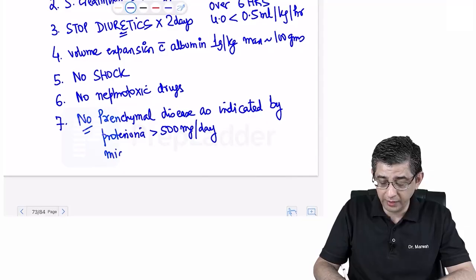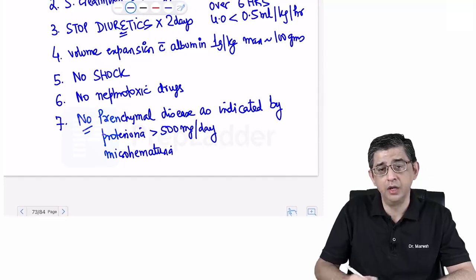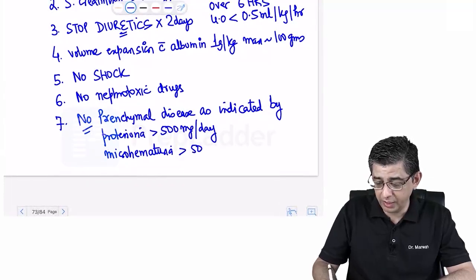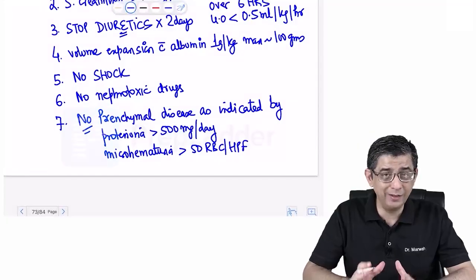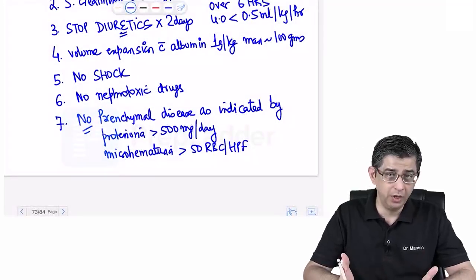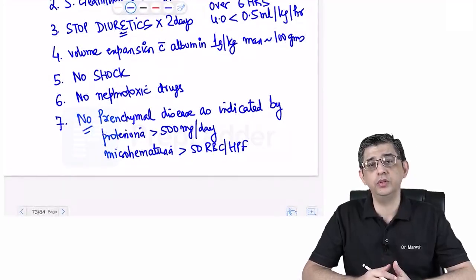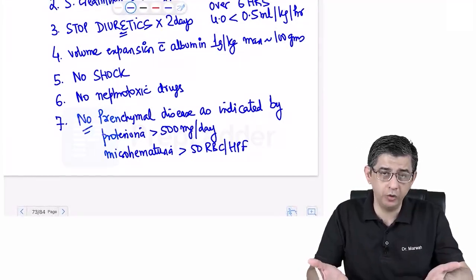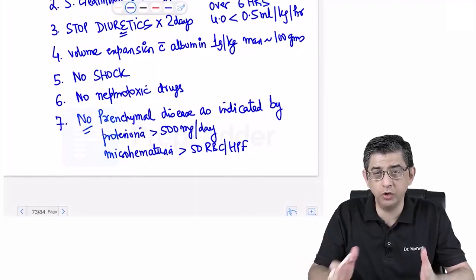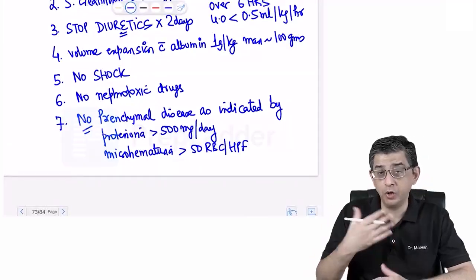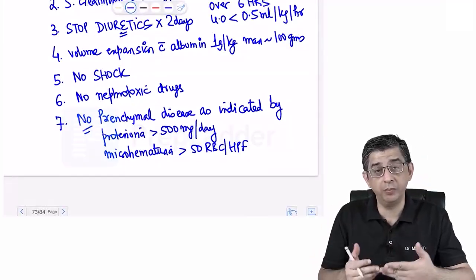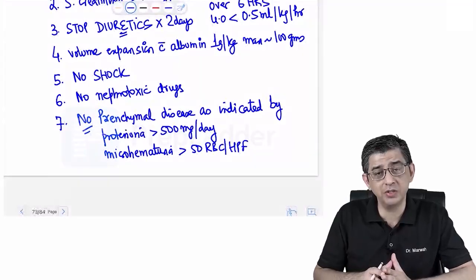Similarly, you need to demonstrate that there is no evidence of microhematuria. The cutoff that they have put up for this is at least 50 RBCs per high power field. This should not be present, because I started the discussion by saying the glomerulus is normal. If the glomerulus is normal, there should be minimal RBCs, because after all, we do have some RBCs in the urine of a normal individual as well. But if there is glomerular damage which you are not picking up, then that would be an error of judgment. So this is a diagnosis of exclusion.